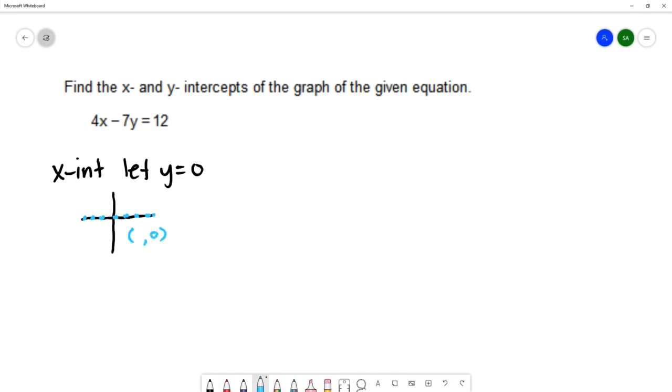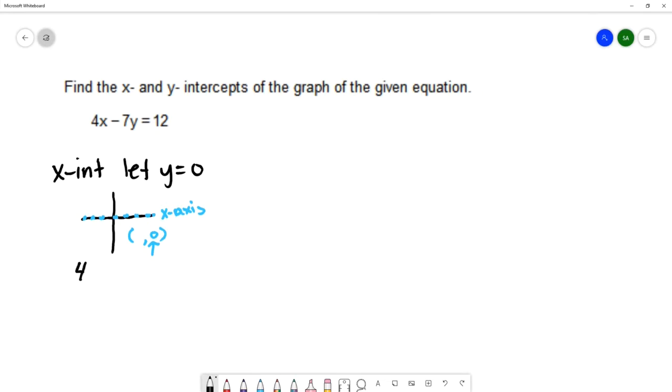So an x-intercept is defined as a point where the graph crosses or touches the x-axis, and all of the points on the x-axis have a y-coordinate of 0. So if we substitute a y of 0, we're going to be able to find any value of x that is on the x-axis, and that gives us the x-intercepts.